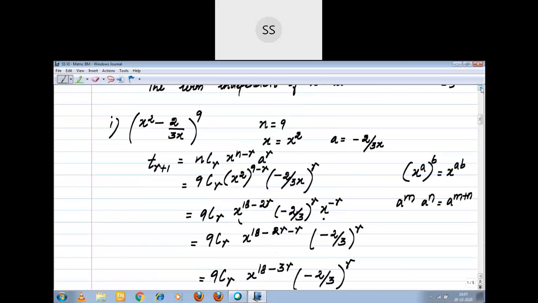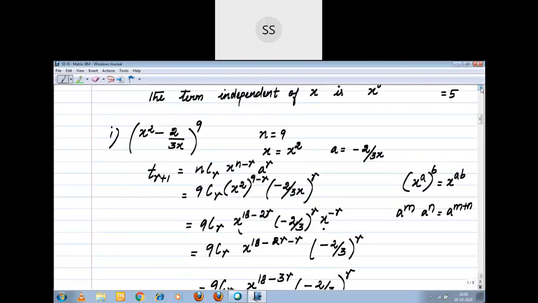X square minus 2 divided by 3x the whole power 9. Here they are asking to find the term independent of x. First you are writing the general term of the expansion. That is t r plus 1 equal to nCr x power n minus r into a power r. Then you are going to relate with your general formula, that is x plus a the whole power n. X is nothing but the first term of the expansion. A is nothing but the second term of the expansion.